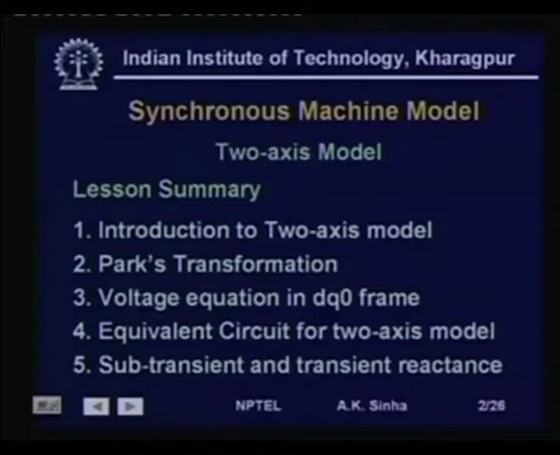So, in this lesson we will start with an introduction to the 2-axis model, then we will go into Park's transformation, then we will take up the voltage equation in the DQ0 frame of reference, and we will build the equivalent circuit for the 2-axis model, and then we will discuss subtransient and transient reactance of a synchronous machine.